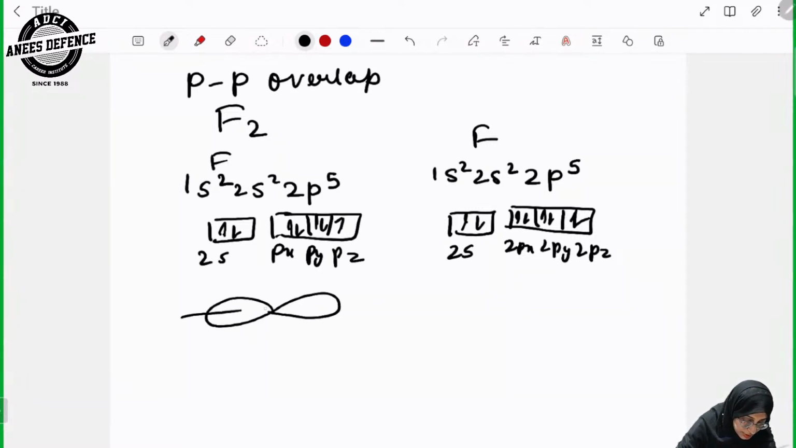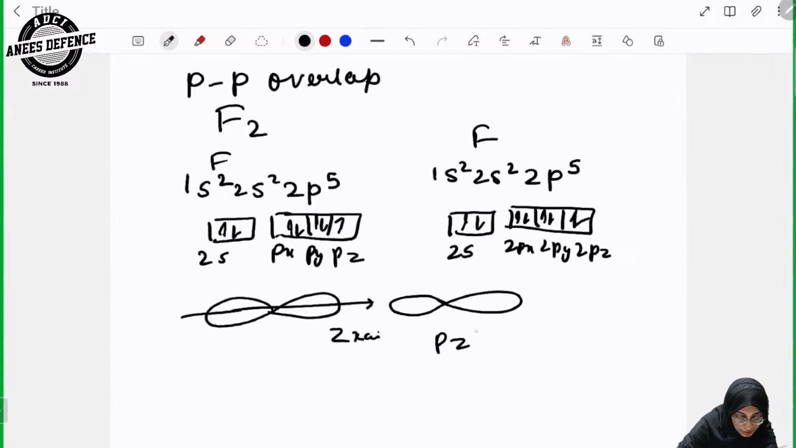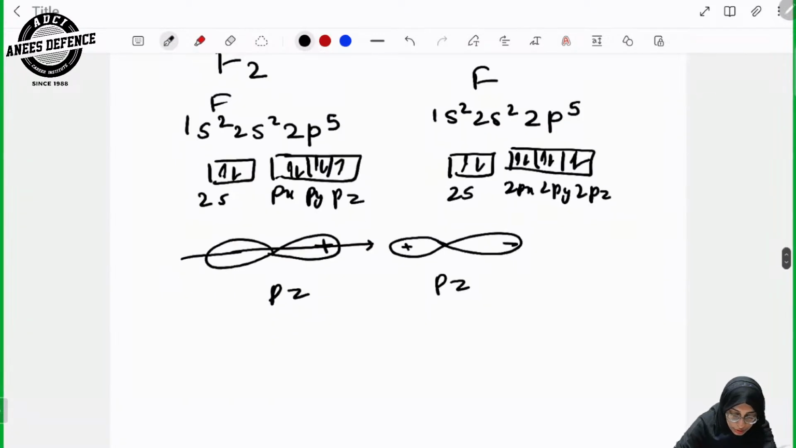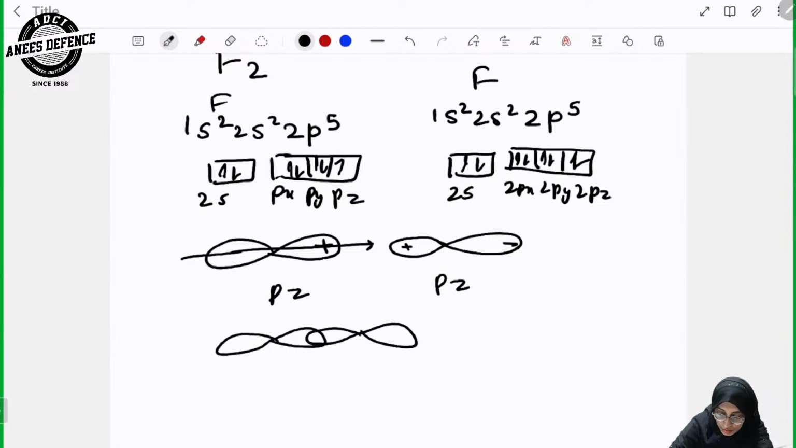Suppose this is the z-axis. We'll take this z-axis, and this is the z-axis. This is the pz, and this is the pz. Overlapping will take place between this pz of one fluorine atom and pz of the other fluorine atom. So how will it overlap? It will overlap like this. This is the pp overlapping.